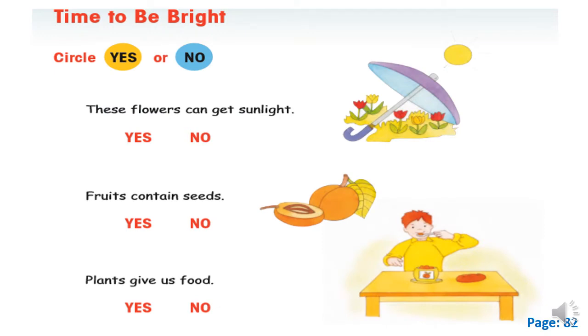Page 82. You have to circle yes or no. You have to read each sentence, then circle yes or no. You have to understand well before you answer.